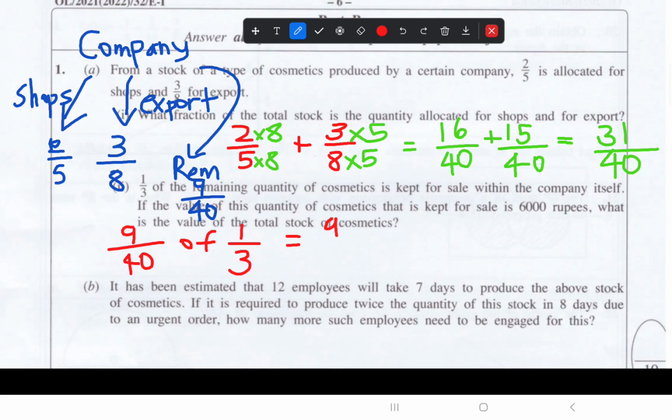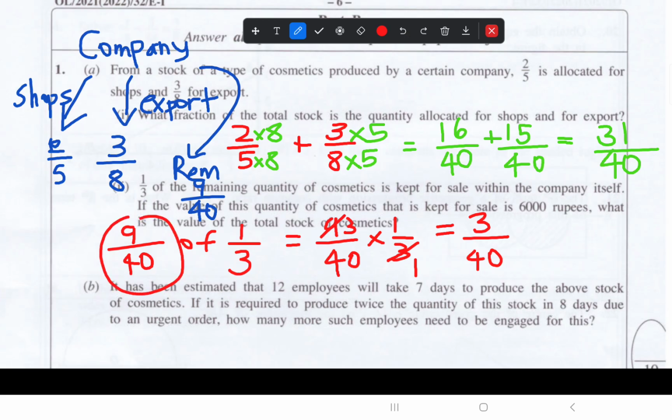That means 9 upon 40 of 1 upon 3 means multiplication. 9 and 3 can be simplified. 1 3s are 3, 3 3s are 9. So 1 3s are 3, and 40 1s are 40. So this is the fraction kept within the company for sale, 1 upon 3 of the remaining. That's how I found this fraction.